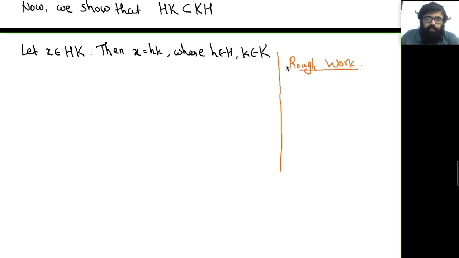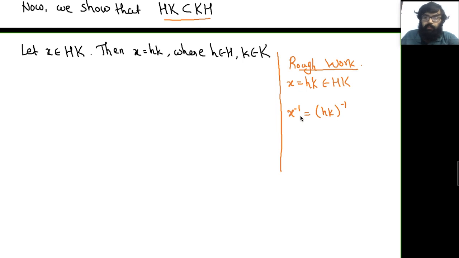So as usual, we start with x equals hk. It is an element of HK and we want to show that x belongs to KH. We are showing that HK is a subset of KH. So what we want to show is x belongs to KH. What kind of elements come in KH? An element of K is on the left hand side, an element of H is on the right hand side. So from this hk we want to cook up some element of KH. What should we do? Take the inverse. That is the thing. So x inverse equals, as we have done in the previous case.